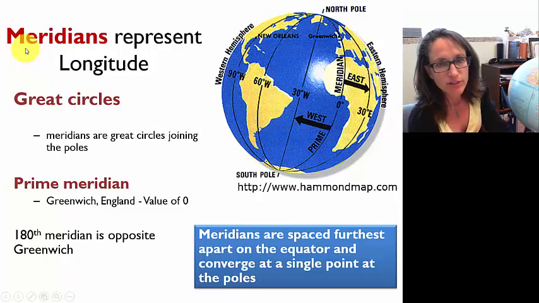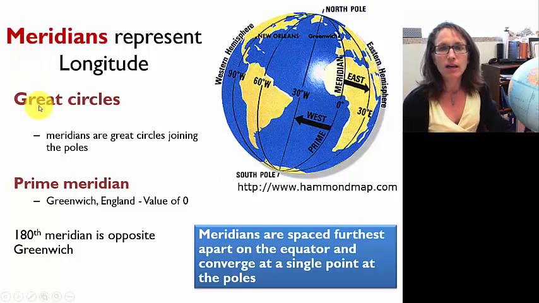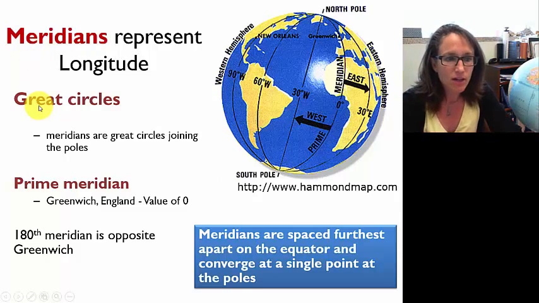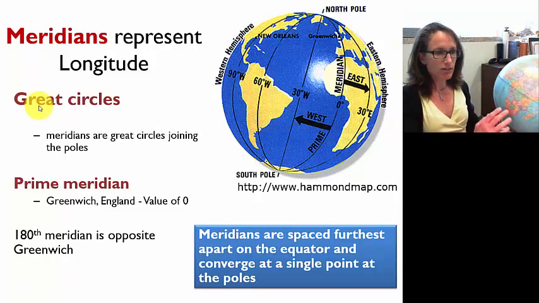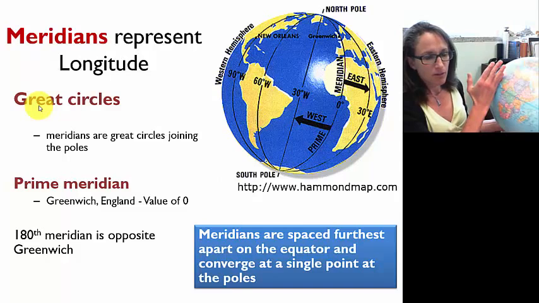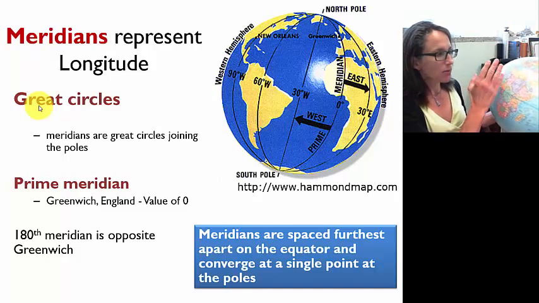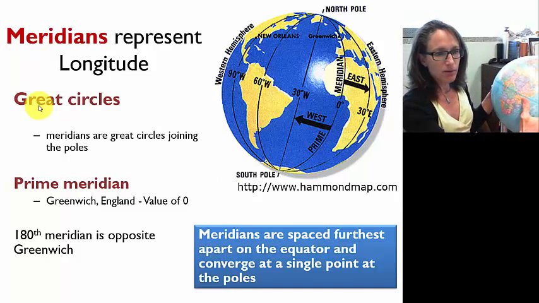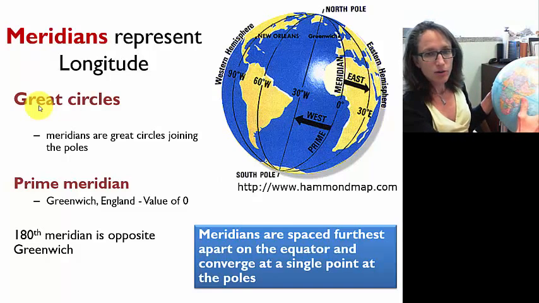So, well, let's talk about longitude first. Our meridians represent longitude. All meridians are what we call great circles. So if we took a meridian and we sliced a plane through the globe at the meridian, we would create two equal hemispheres of the globe. So a great circle cuts a sphere in two equal halves.